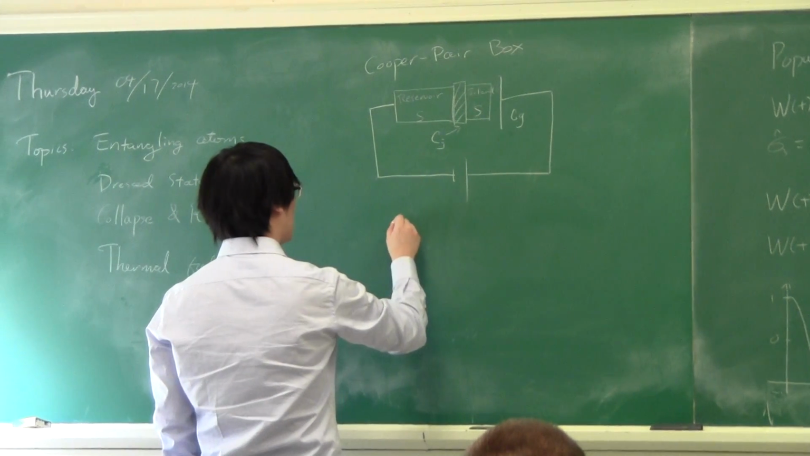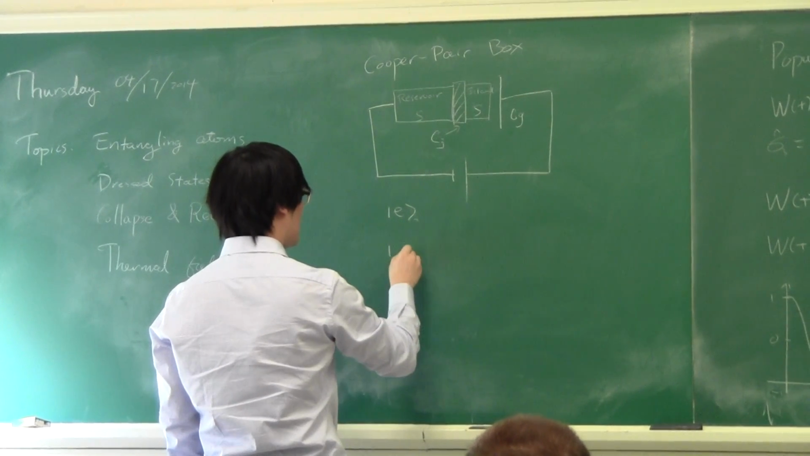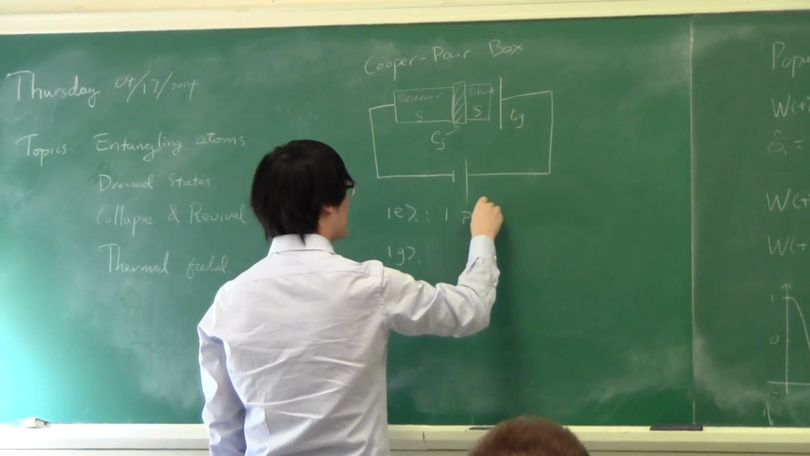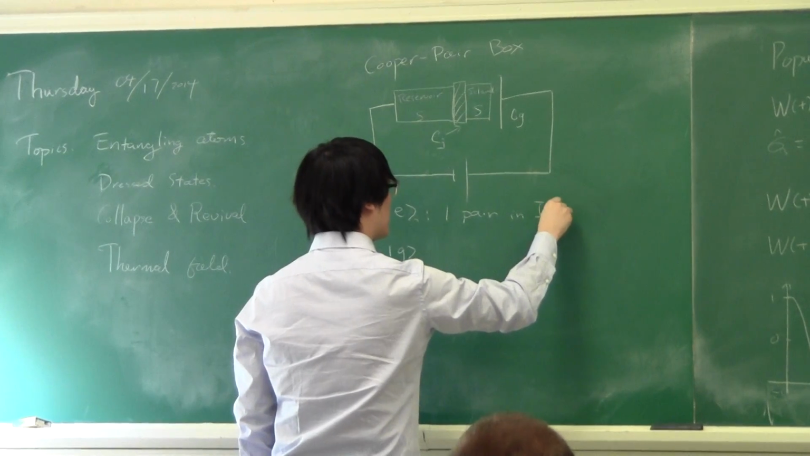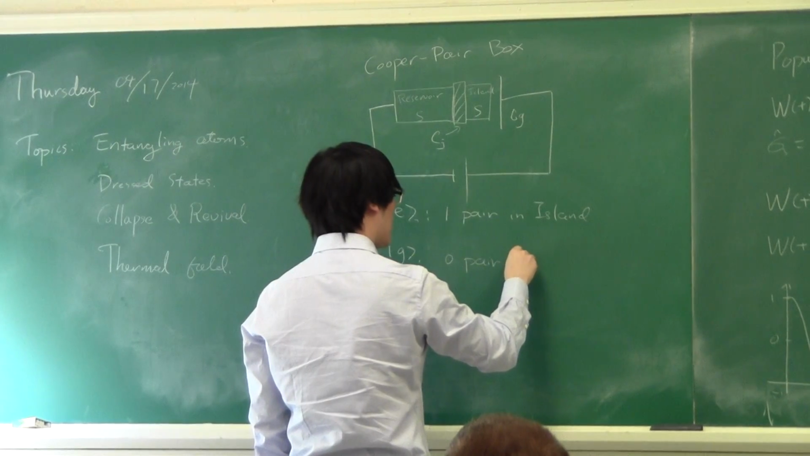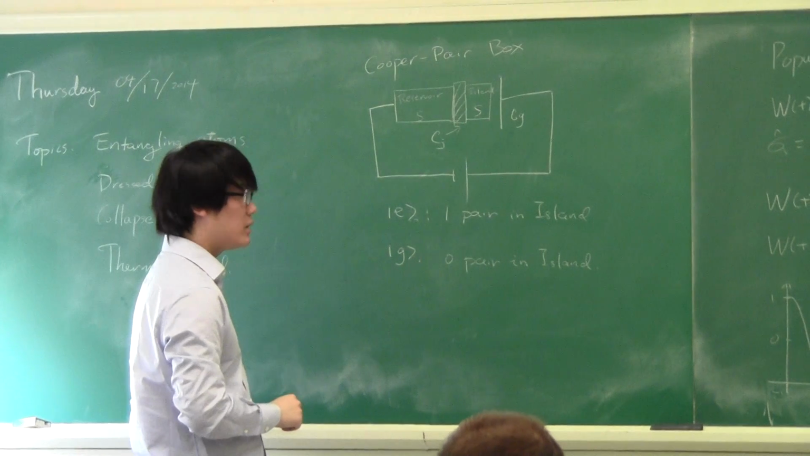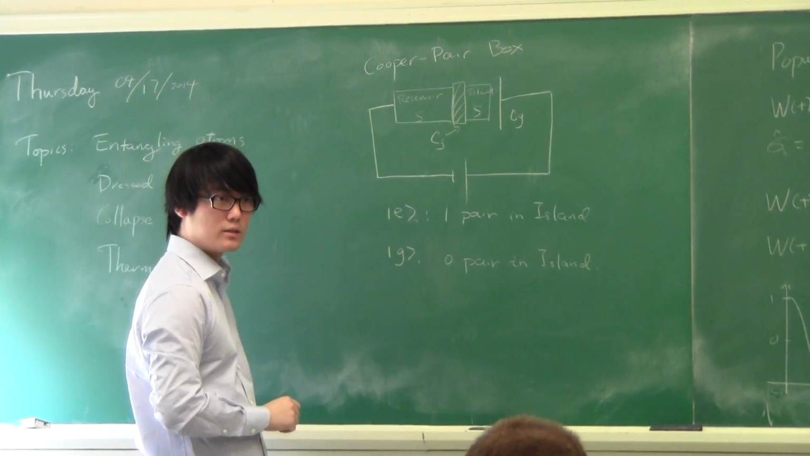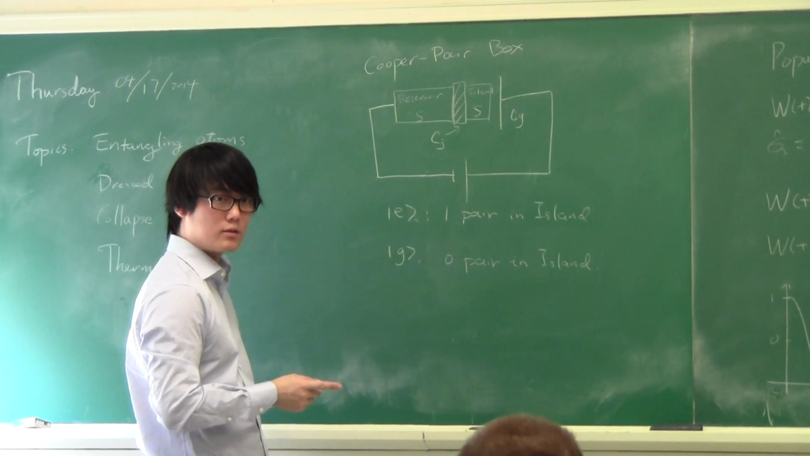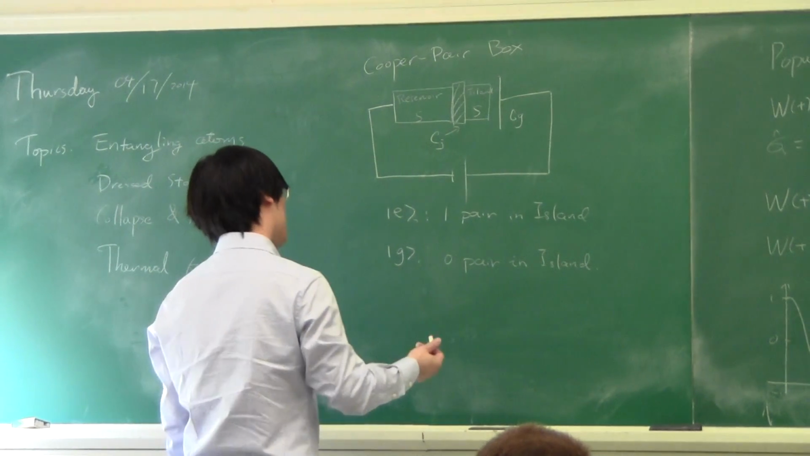So maybe we can say the excited state and the ground state: one pair in the island, and 0 pair. So essentially, the Cooper pair box is one realization of a two-level system. And by coupling the Cooper pair box to an external cavity, and that cavity is realized by a coplanar waveguide, it's in this fashion.